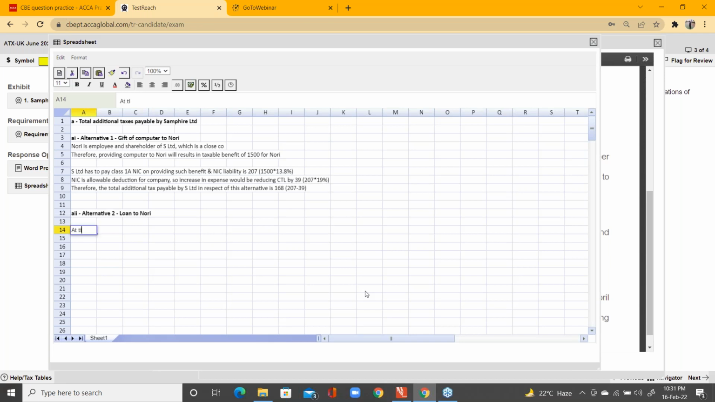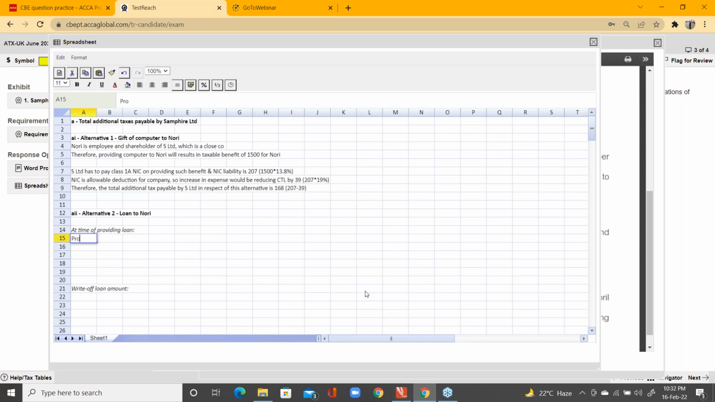So I'm just marking a heading: at time of providing loan. That's the first thing to discuss. And another thing, write off loan amount. That's the second thing to discuss under this part of the question.